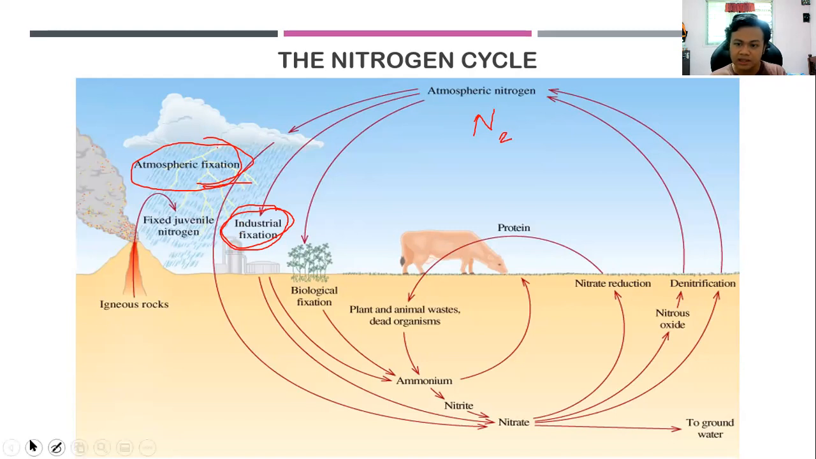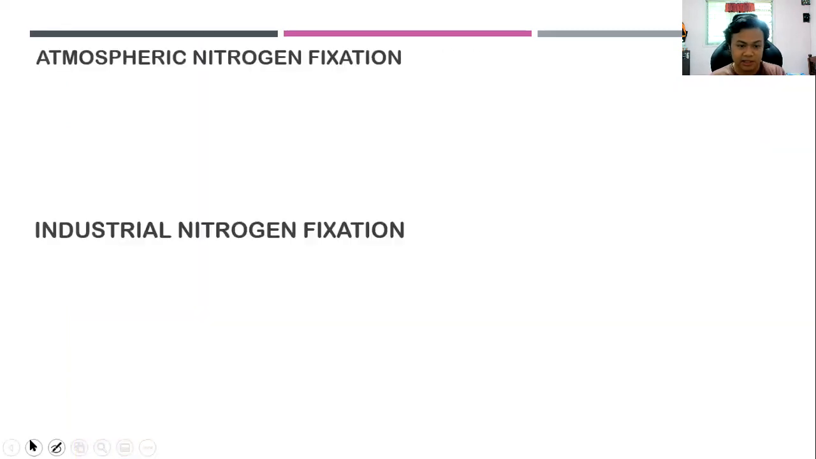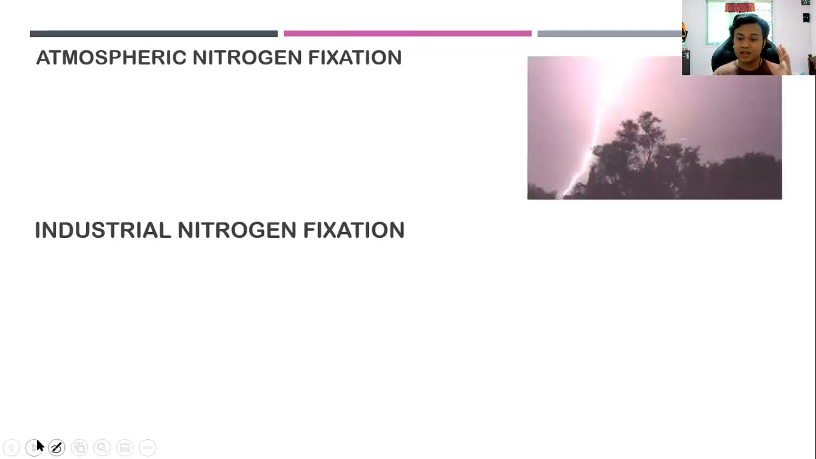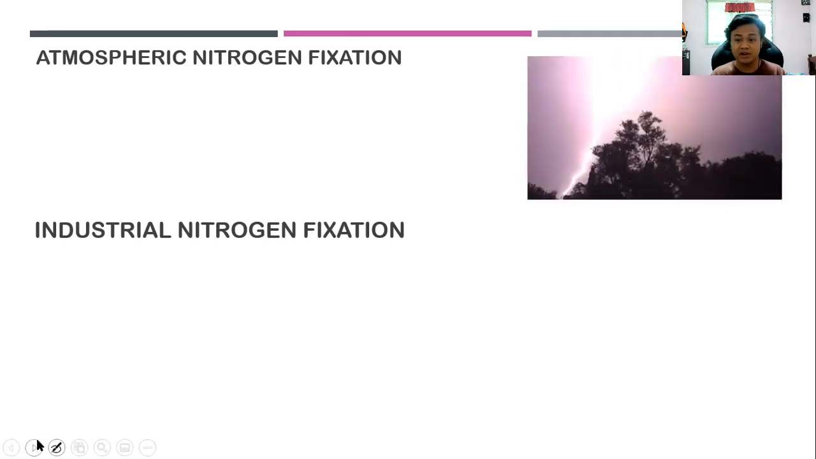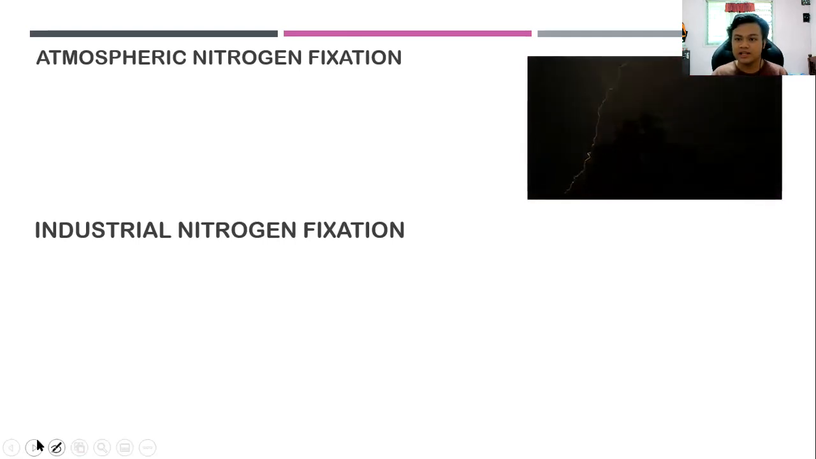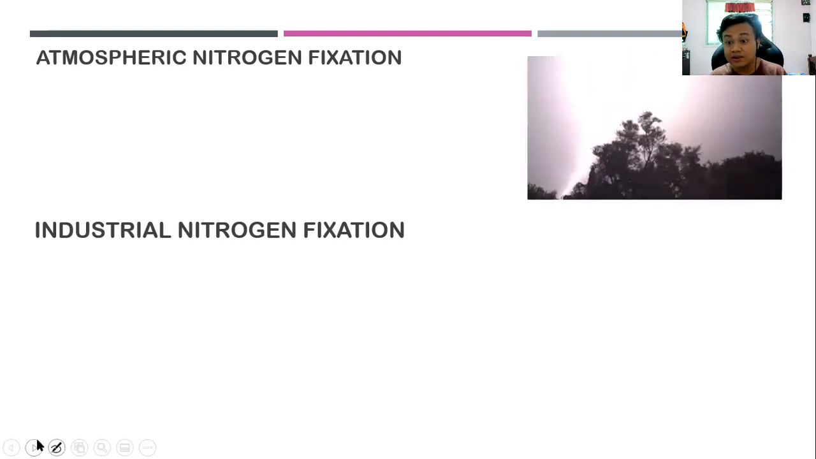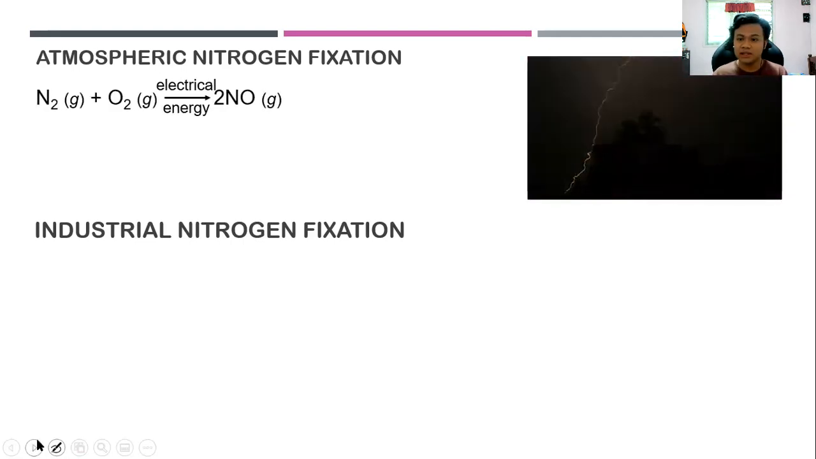Let's continue. There are two, as I mentioned earlier: the atmospheric nitrogen fixation and the industrial nitrogen fixation. So, what is the atmospheric nitrogen fixation? It happens when there is lightning. So, if there is lightning at night in your area, there is a thunderstorm, you would expect that there is nitrogen fixation happening. So, what are the processes?